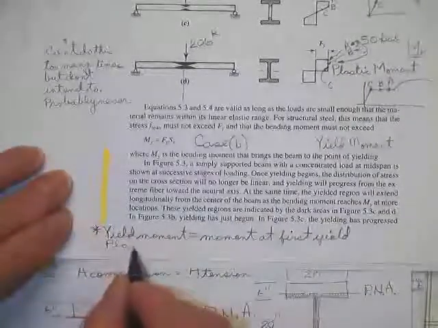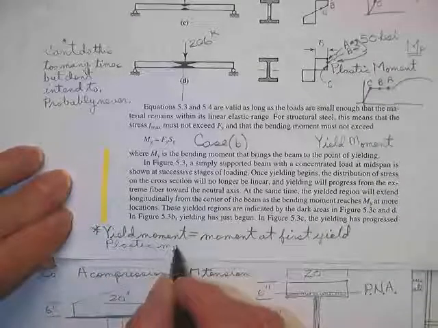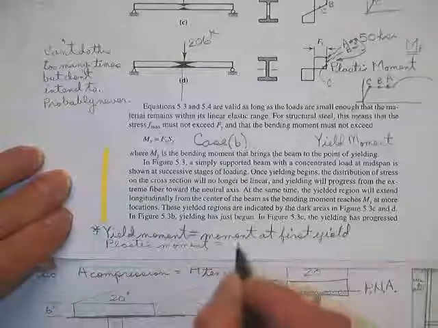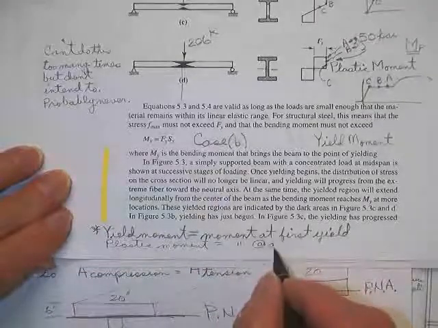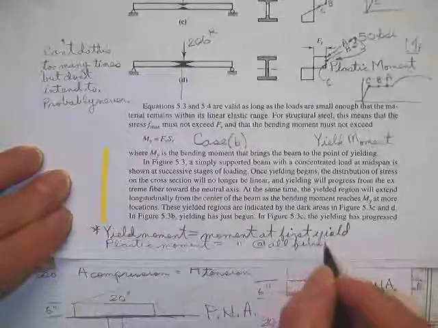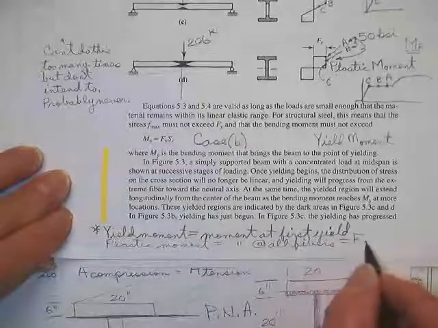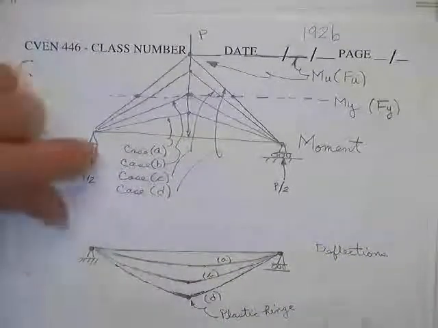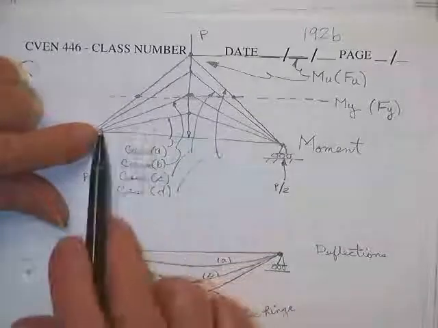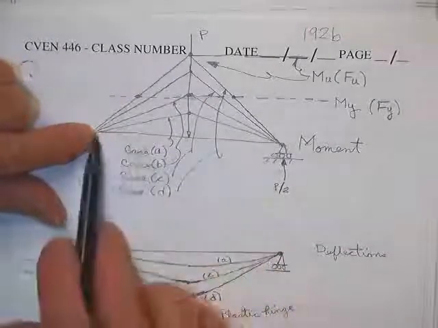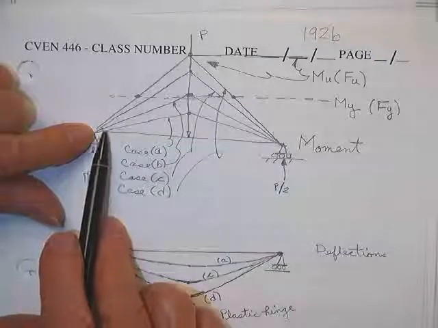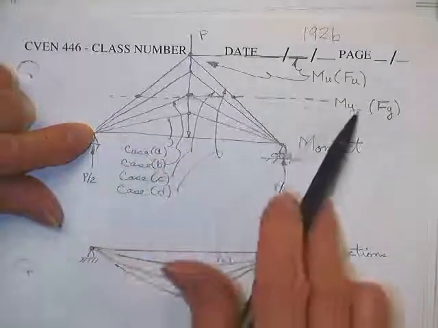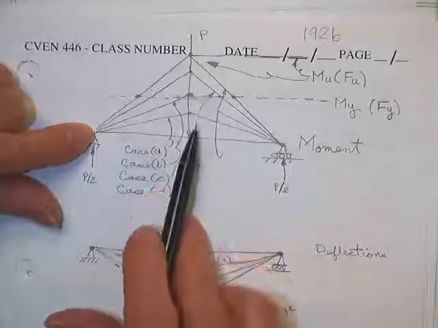Yield moment is the moment at first yield. Plastic moment is equal to the moment at all fibers equal to F sub Y. Kind of what happens when you look at the beam. This is true. This next load is kind of true. This is incorrect because there's no way that you really get these stresses. You can't get beyond M sub Y.